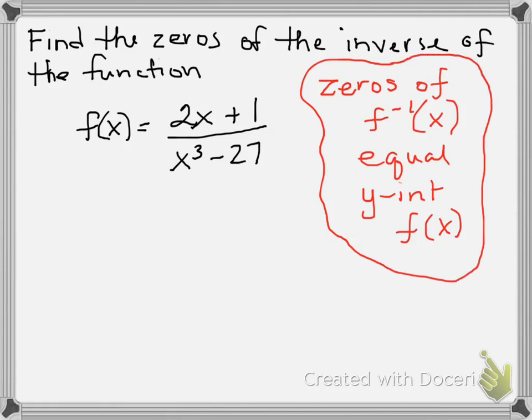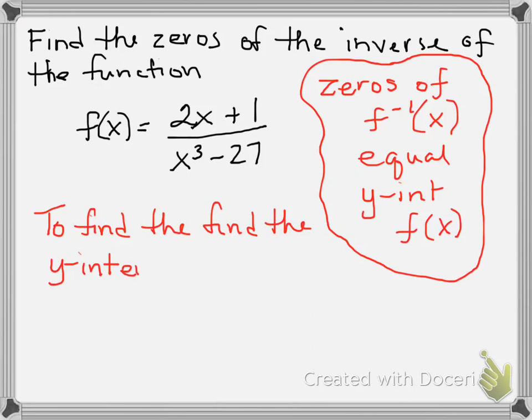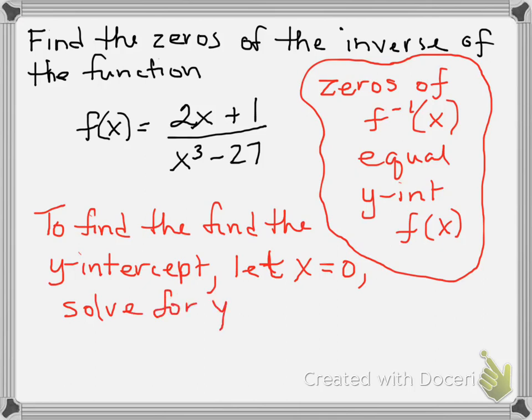All right? The other thing we need to remember is how to find the y-intercepts. So I'm going to write the rule to find the y-intercept. And this, by the way, works for any function. You let x equal 0, and then you solve for y. All right, so on the next page, I'm going to show you how to do that using this particular function.